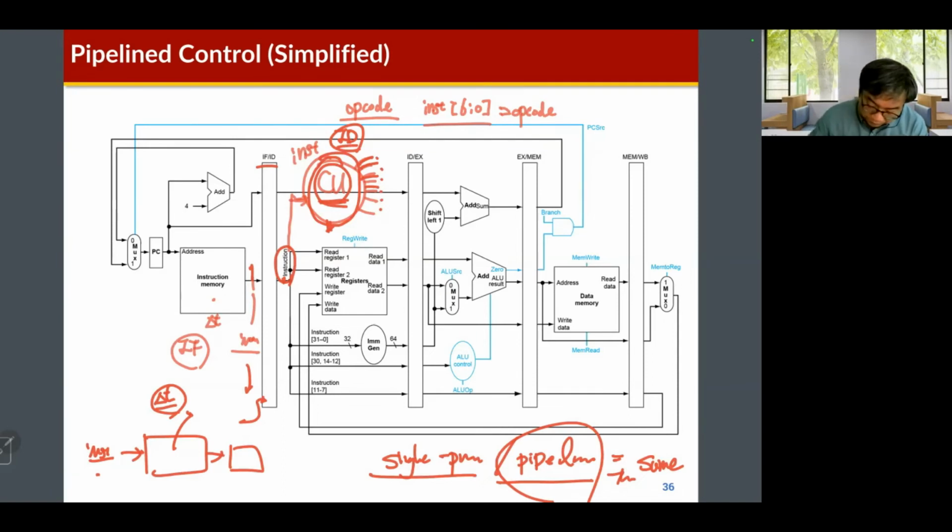Understand? So actually the control unit is the same. What is different is the timing of control signals. If you look at the control port of the datapath elements in the pipeline processor, you can find that the RegWrite is in the ID stage. Actually RegWrite is connected to the register file, but the RegWrite signal is required in the write back stage.